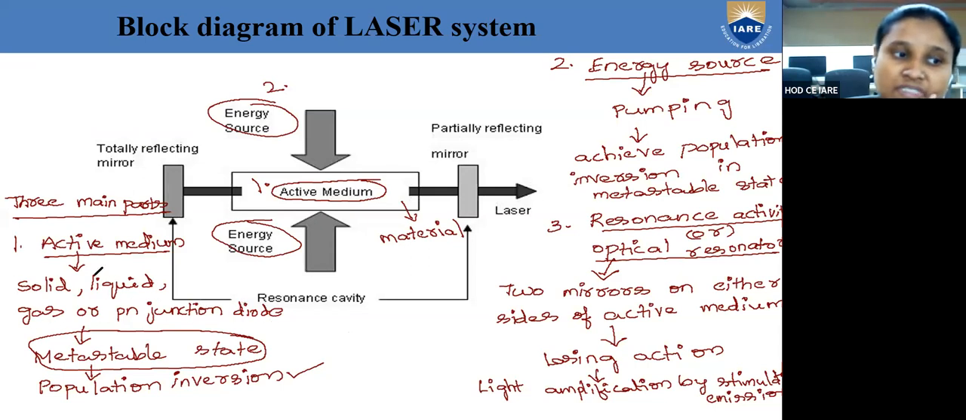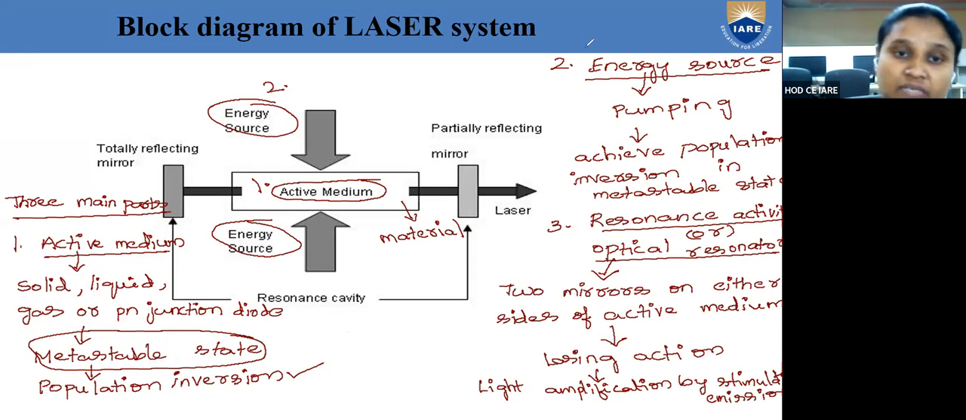And what is present in this material? In this material, you will have different energy levels. In those energy levels, you will have the ground state, okay? Then many excited states. Of those many excited states, there will be one excited state which has a long lifetime, and that excited state is called the metastable state. And what is the use of the metastable state? We can achieve population inversion in the metastable state. So this is about active medium.